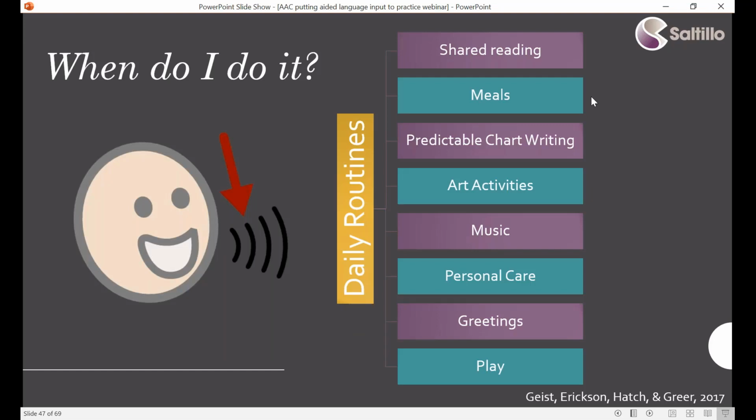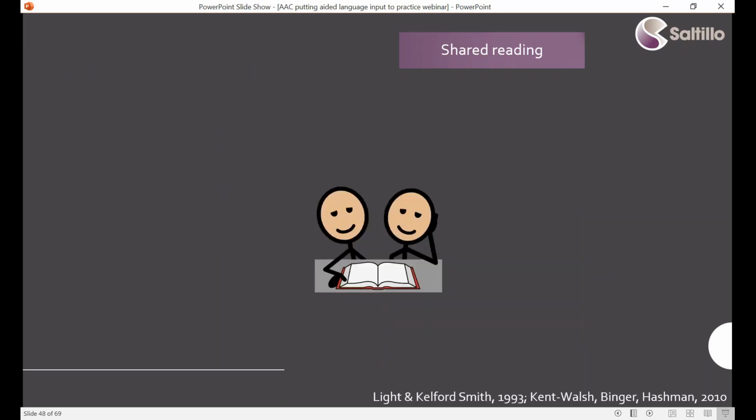Now, as far as when we want to model, as I said before, we really want to think about our person who uses AAC and take a walk through their day. So think about their daily routine. What are they already doing that you can start to embed communication opportunities into? One activity that is a nice starting point, especially if you're new to modeling, is this idea of shared reading.